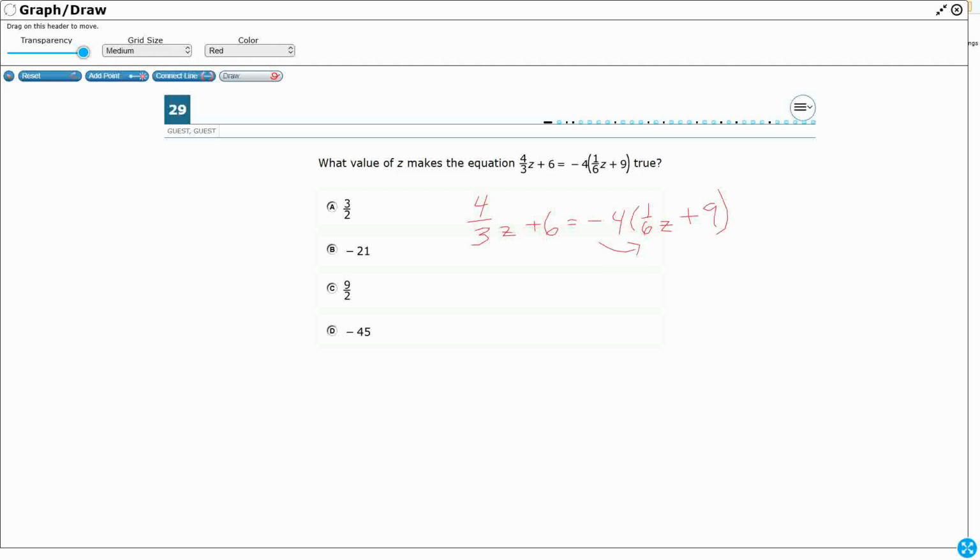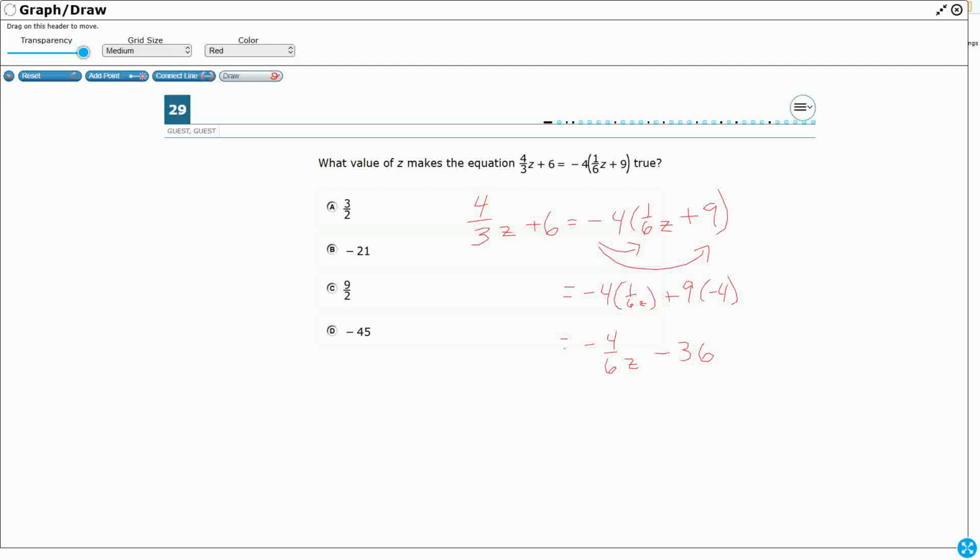So we're going to take this -4 and multiply it by the 1/6 z and the 9. That's going to end up being -4 times the 1/6 z plus 9, and then I'll put that -4 back there, as long as we get the -4 multiplied by both. And so let's do -4 times 6. That's just going to end up being -4/6, which we can simplify in just a moment, minus 36.